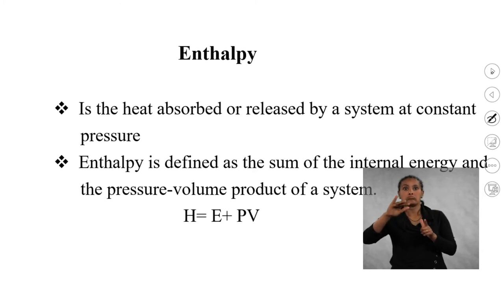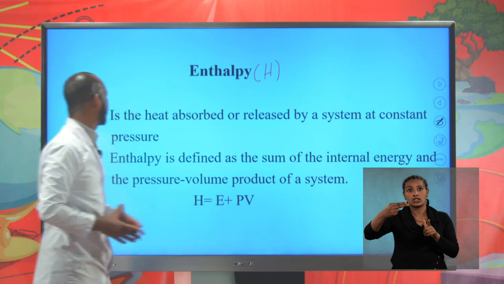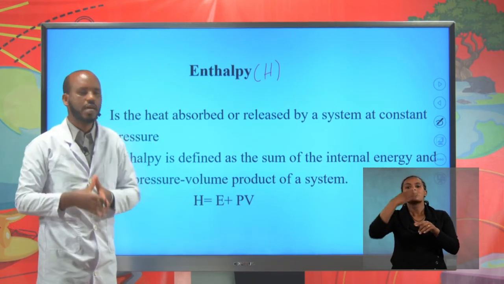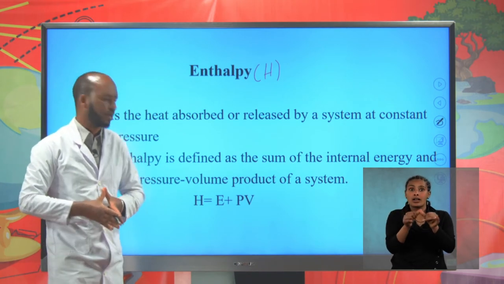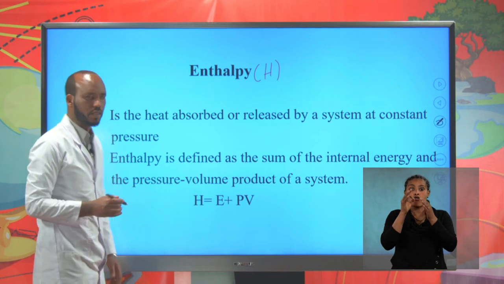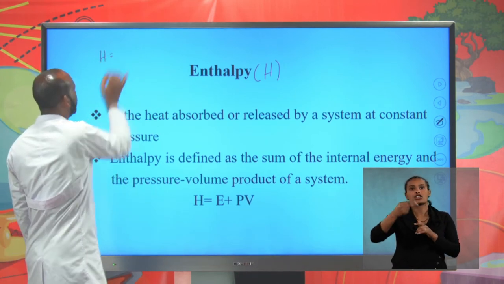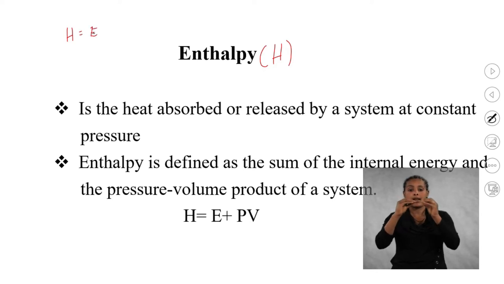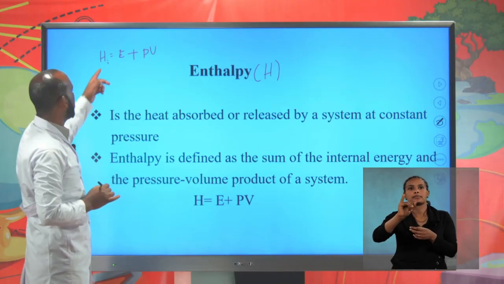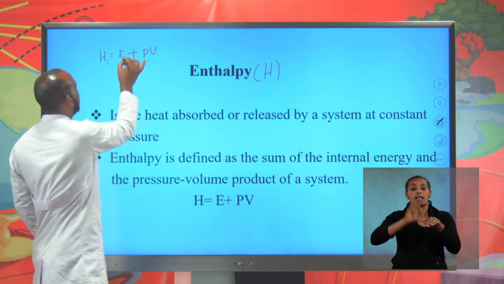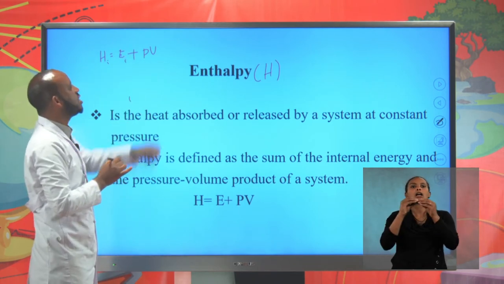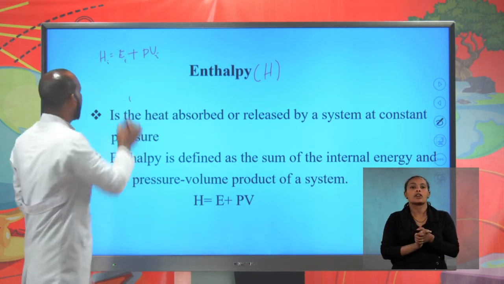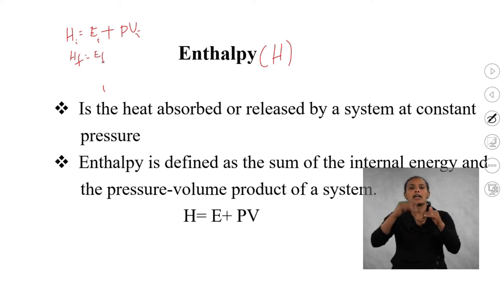Enthalpy, denoted by the symbol capital H. Enthalpy is the heat absorbed or released by a system at constant pressure. The formal definition of enthalpy is H equals E plus pressure times volume. Initial enthalpy H initial equals initial internal energy plus pressure times initial volume V initial. Final enthalpy, H final, equals E final plus pressure, which is constant, times final volume.